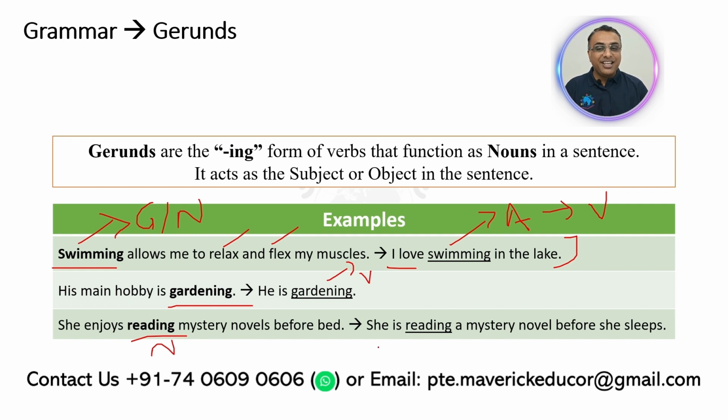Next, she is reading a mystery novel before she sleeps. She is performing some activity. Hence, this is the verb in this particular sentence. And this is how you would categorize verbs as gerunds or pure verbs in a sentence.